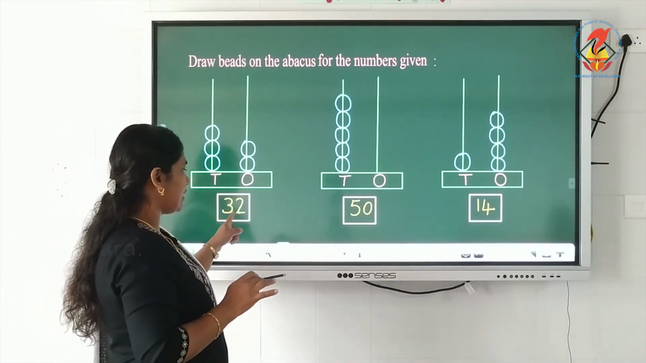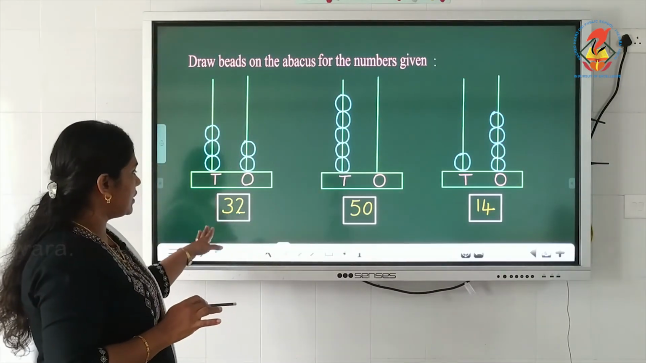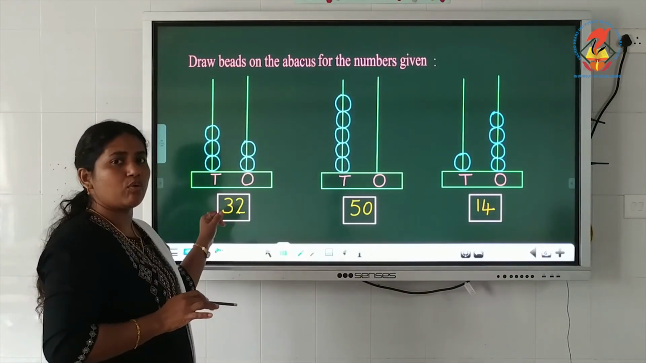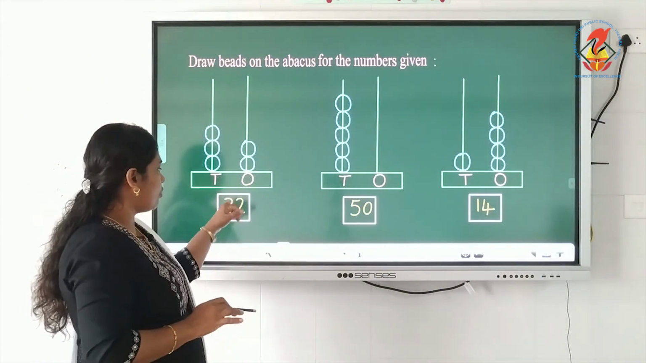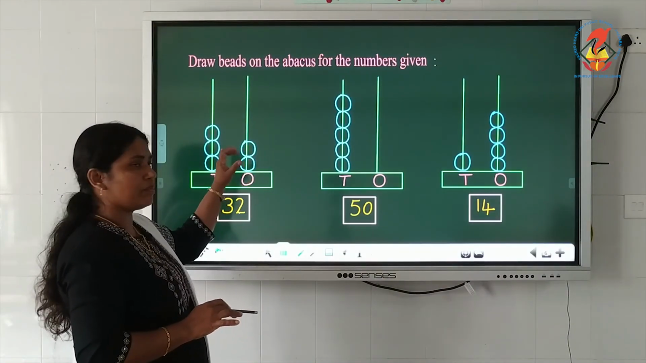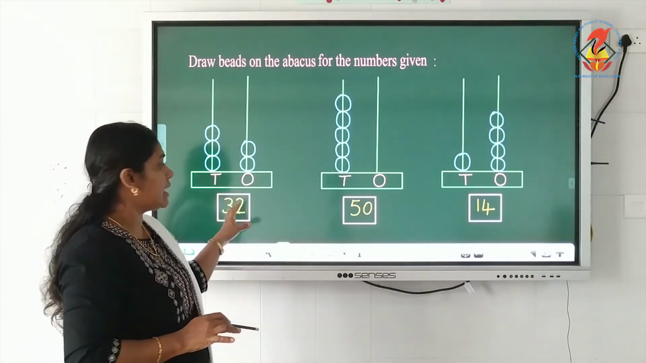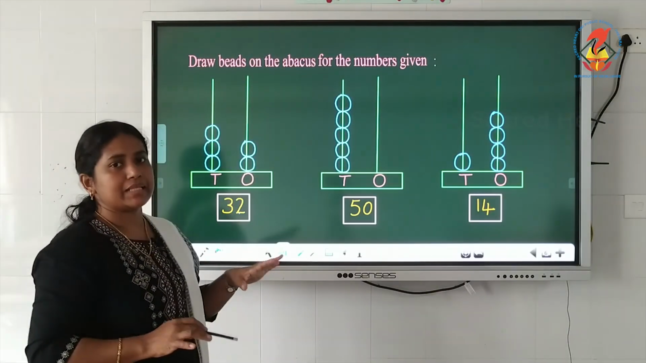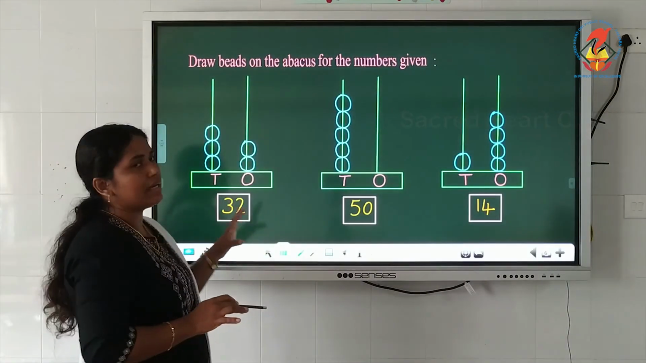Read the numeral, read the number, and according to the place value, see how many tens and how many ones are there. So, how many ones are there? That many beads we will draw on the ones place. And what is the number given on tens place? That many beads we will draw on the tens place.